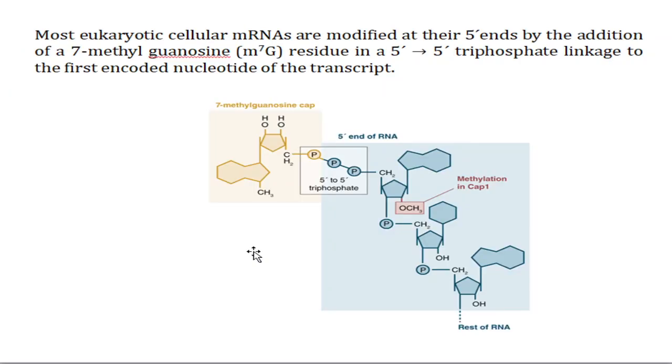Next, most eukaryotic cellular mRNAs are modified at their 5' end by the addition of a group called 7-methyl guanosine. They form a specific linkage called the 5' to 5' triphosphate linkage, which connects this cap to the molecule. This is a post-transcriptional processing step that occurs only in eukaryotic mRNA.